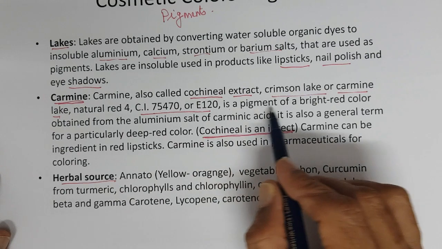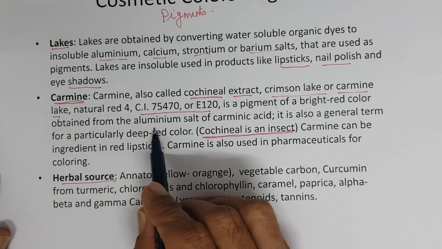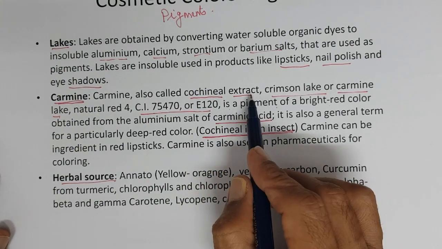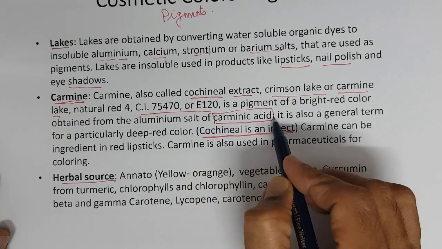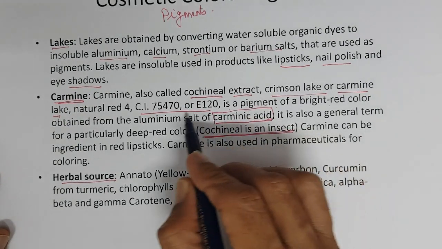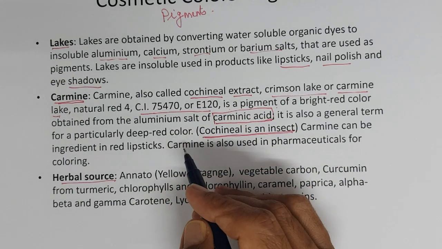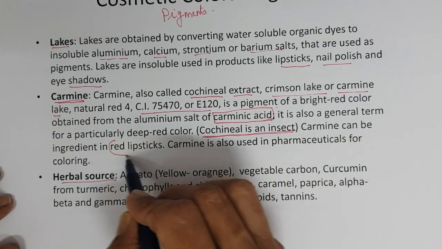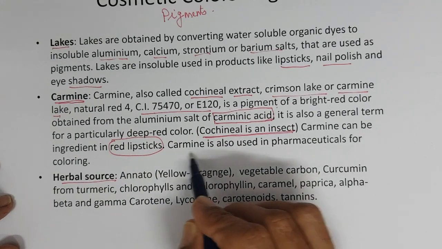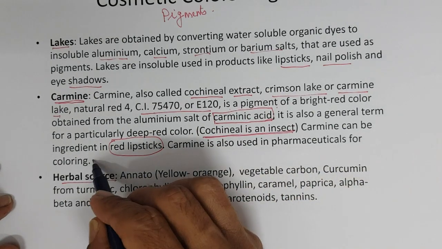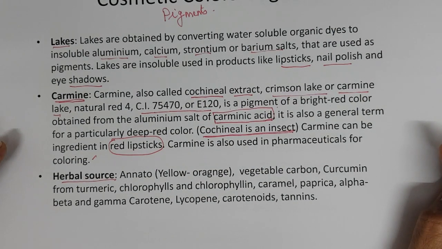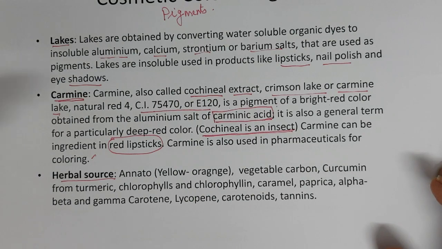It is a pigment of a bright red color obtained from the aluminium salt of carminic acid. Cochineal extract has carminic acid. The carminic acid is converted into an aluminium salt and precipitated as pigment, right? Carmine can be an ingredient in red lipsticks. Carmine is also used in pharmaceuticals for coloring, right? So lakes, carmine and the herbal source.